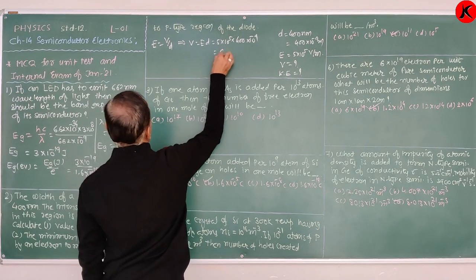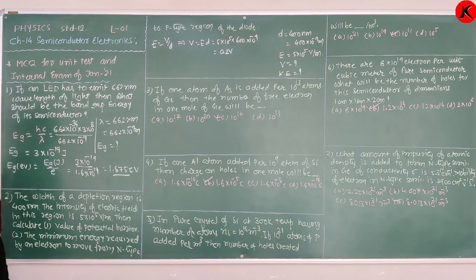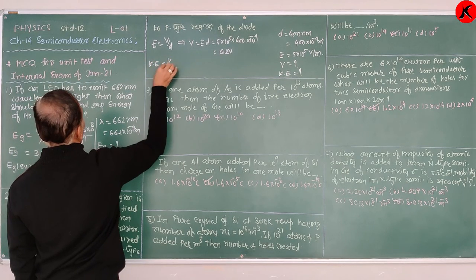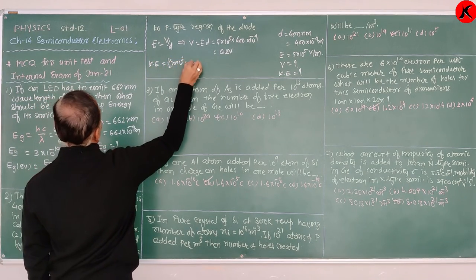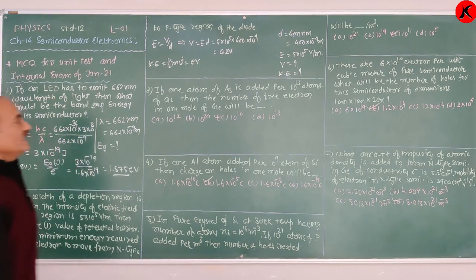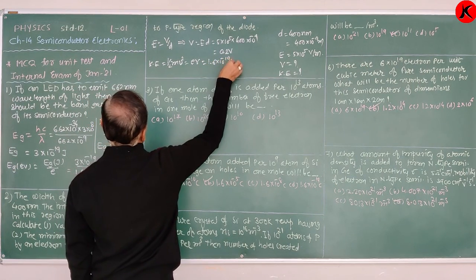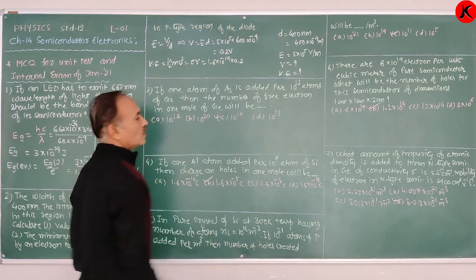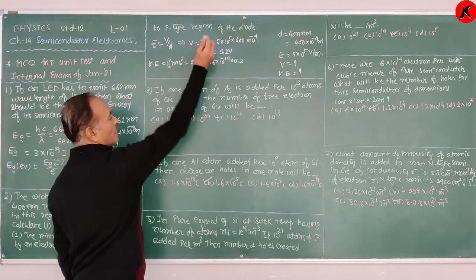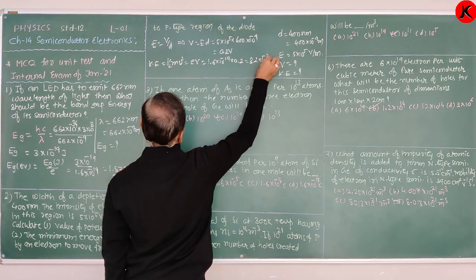Therefore, the answer is only 0.2 volt. Now, kinetic energy is equal to half mv squared, which is equal to eV. We already know e is 1.6 into 10 to the power minus 19, and V is 0.2. So we obtain 3.2 into 10 to the power minus 20 joule.